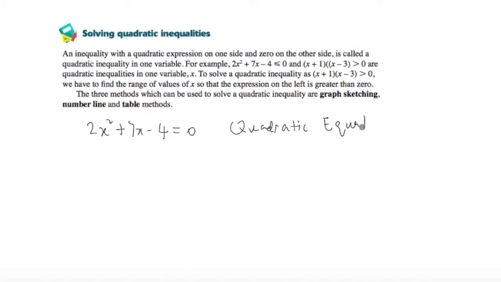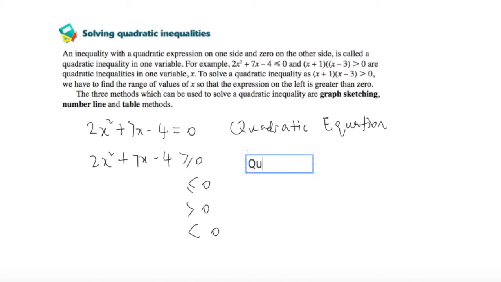But if you see here it is not equal, it is more than 0, less than 0, more than or equal, or less than or equal, this one we will call quadratic inequalities. Because it's not really equal. If really equal, we call it an equation. And this one, where one variable means x.